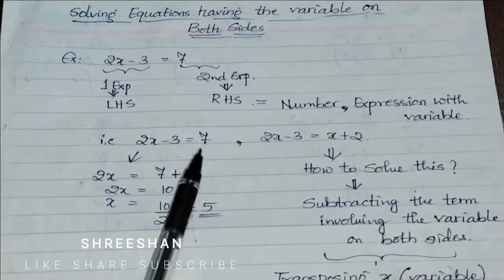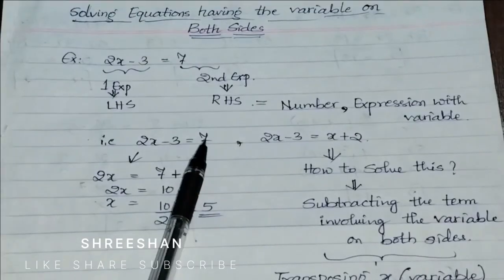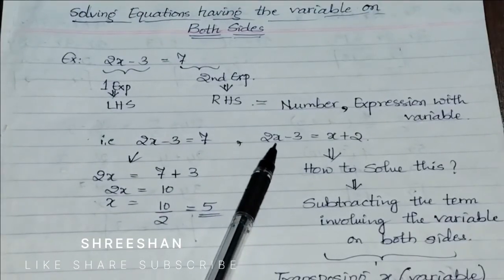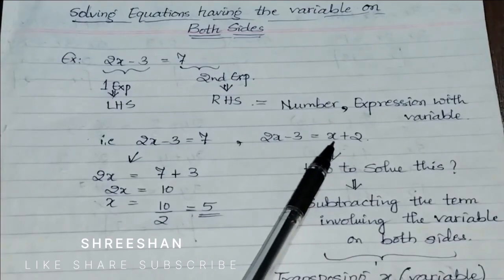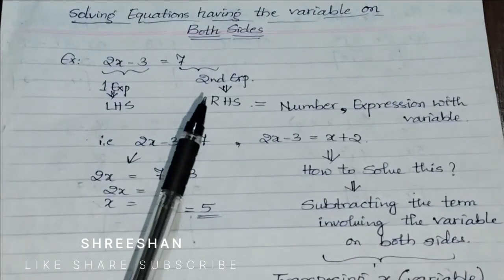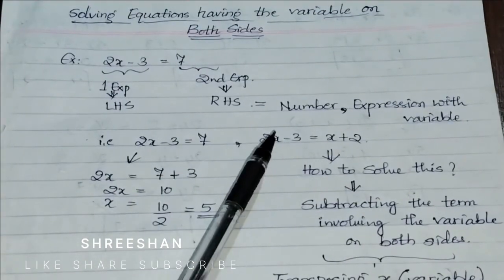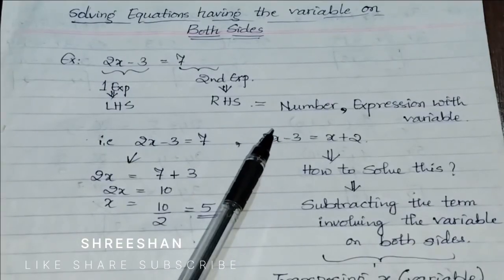Now in the same way, if I have another expression instead of a number, now consider this, 2x minus 3 is equal to x plus 2. Now x plus 2 is not a number, but it is some expression containing one variable. Now how to solve such equations? How do I find the value of x? In this session, we are going to learn this type of equation and finding the solution for this variable x.